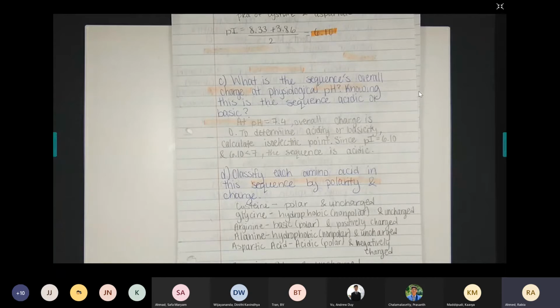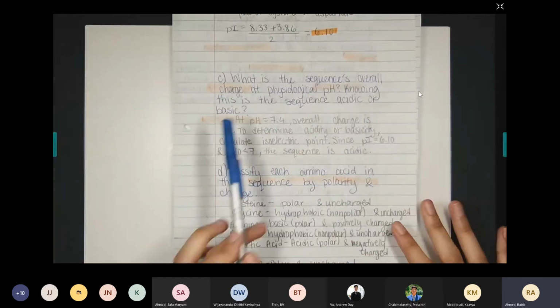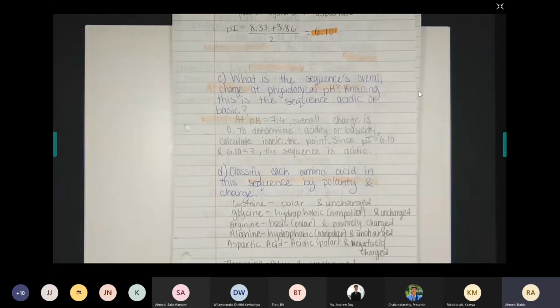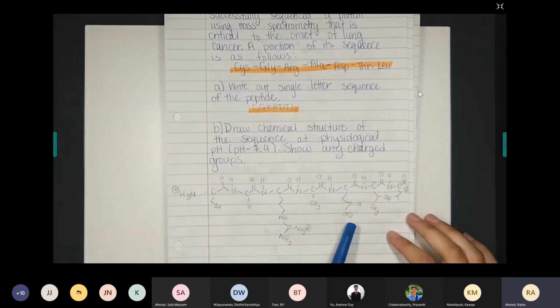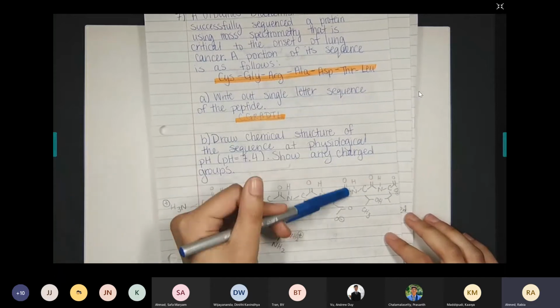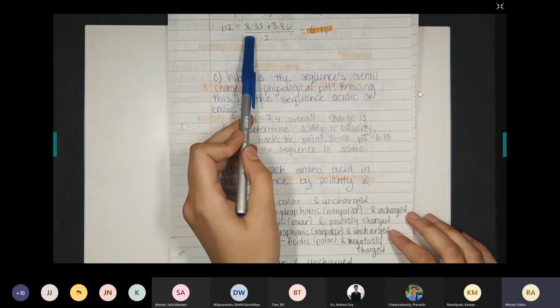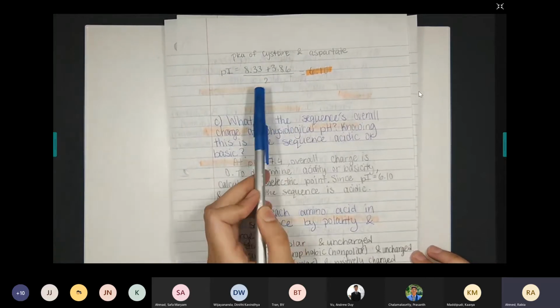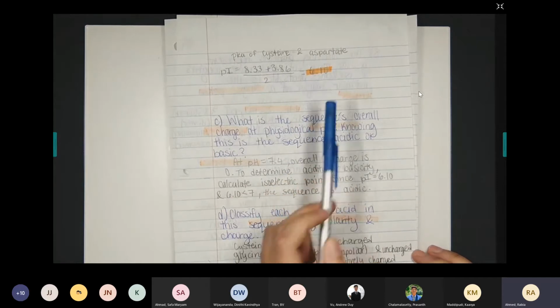Okay. And so according to this structure, we have to use the side chains' pKa's, which is cysteine and aspartate in our sequence. So for aspartic acid, which is here, it's going to be negative. So this is aspartic acid, but it's going to be negative. The H is going to be gone. So we're going to do 8.33 plus 3.86 divided by 2, which makes the pI equal to 6.10.